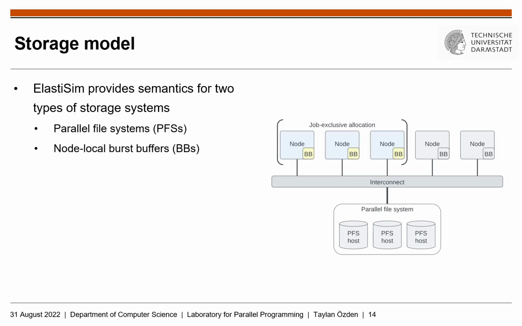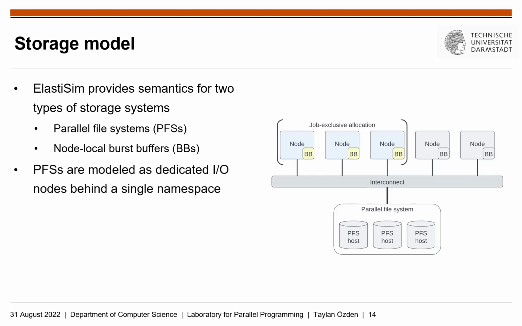Coming to the storage system, we provide semantics for 2 different types of storage systems in ElastiSim: parallel file systems and node local burst buffers. So as for parallel file systems, we model them as dedicated I/O nodes behind a single namespace, so that when jobs are executing an I/O task, they will automatically target the I/O nodes that are part of the parallel file system. But we also allow users to create affinities to certain I/O nodes.